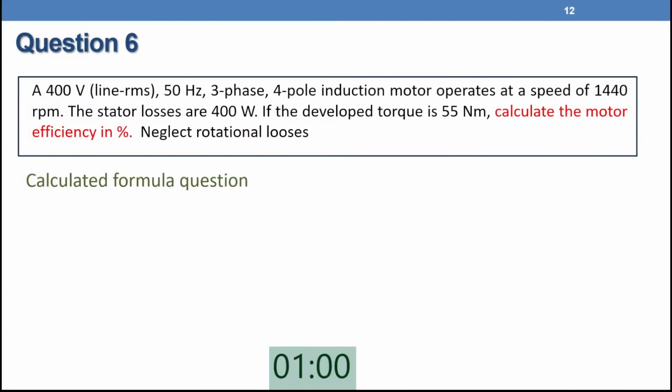Question number 6. A 400 volt line RMS, 50 Hz, 3-phase, 4-pole induction motor operates at a speed of 1440 RPM. The stator losses are 400 watts. If the developed torque is 55 Newton meter, calculate the motor efficiency in percentage and neglect rotational loss. Time starts now.